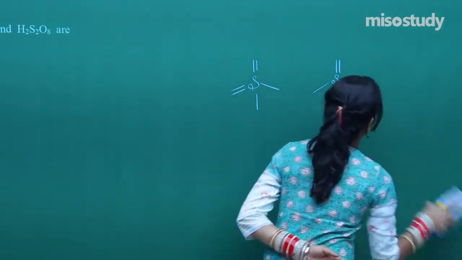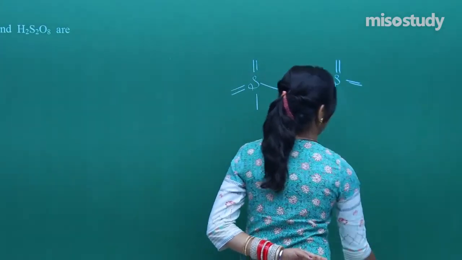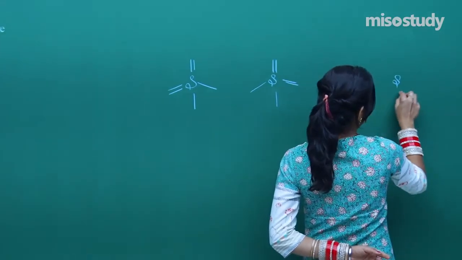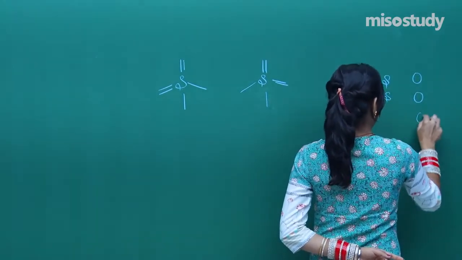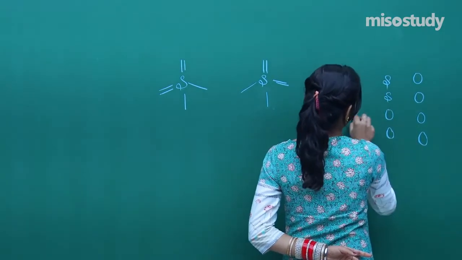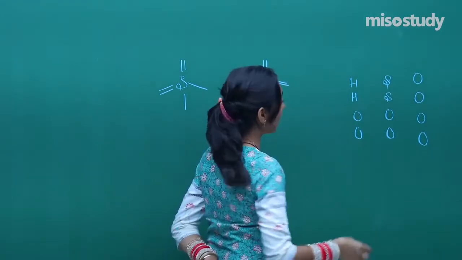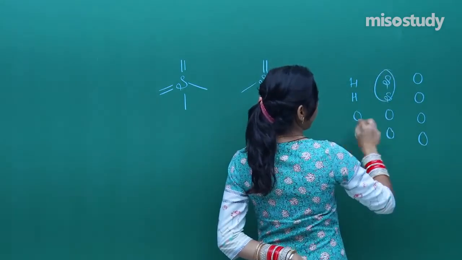Single bond. So we have H2S2O8. So 1, 2, 3, 4, 5, 6, 7, 8, right? Now let's try to arrange. The 2 sulfurs we have done.